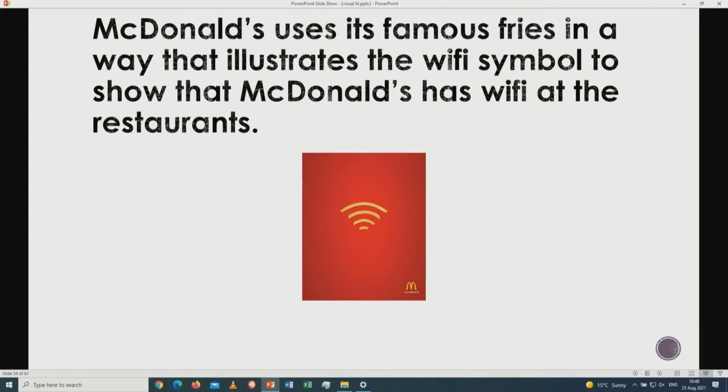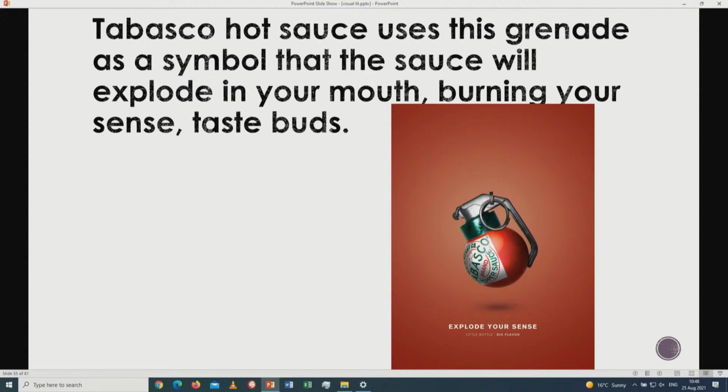We also have another picture in front of us, and I think we are familiar with this symbol. McDonald's uses its famous fries in a way that illustrates the Wi-Fi symbol to show that McDonald's has Wi-Fi at the restaurants, so people will like to go and access the Wi-Fi. The Tabasco hot sauce uses this grenade as a symbol that the sauce will explode in your mouth, burning your taste buds. So explode your senses. That's the message from the advertisement. Also, there are "fine line" and "little bottle". So these are the rhyming words.